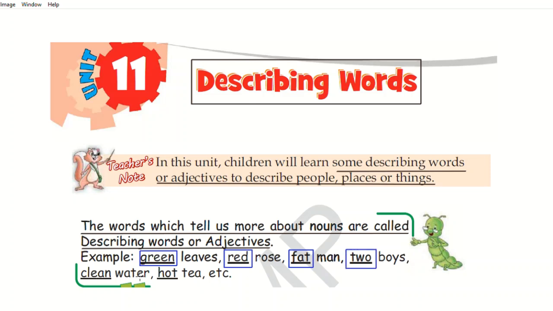Clean water. How is the water? The water is clean. So the word clean is describing word here. Hot tea. Tea is hot. Here tea is the naming word and hot is describing it. So the word hot here is the describing word.